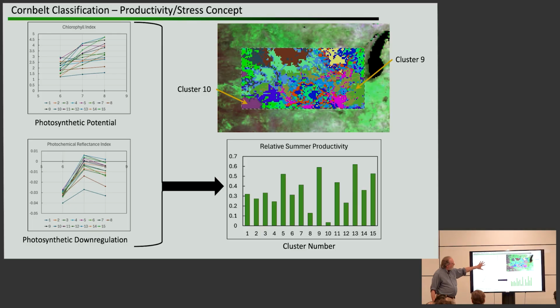I have put these together in a really simple way to estimate relative summer productivity of these different classes. And you can see the variability in productivity across all of these different classes. So cluster 10 is this one down here. This is a far western cluster, and it's not surprising that this is a fairly low productivity. And over here, cluster 9, one of the easternmost clusters, is one of the more productive ones. We can see the difference in the productivity from that.